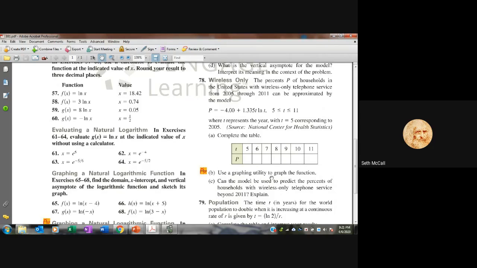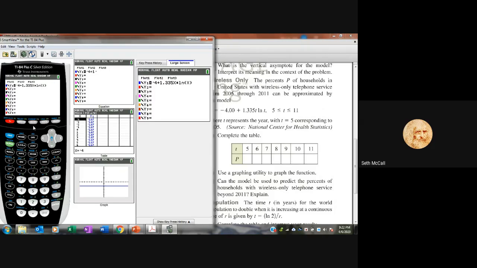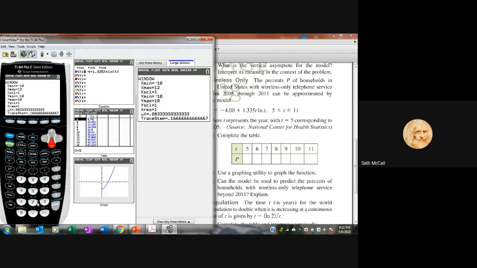Now it says using a graphing utility to graph the function. So we already have the equation in for y1. If I just hit zoom 6, you're going to see a graph. And it's pretty good. I don't know that we actually need to mess around with that too much. If you really wanted to, based on the table going out to 11, you could adjust the x-axis a little bit. So we could make this go out to 12 just so we can see a little further. The y-axis is going to need to be a lot bigger though.